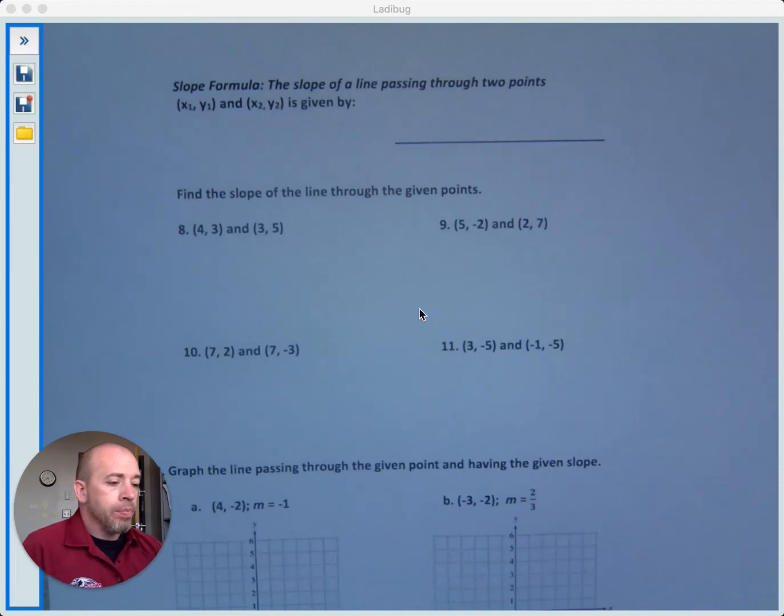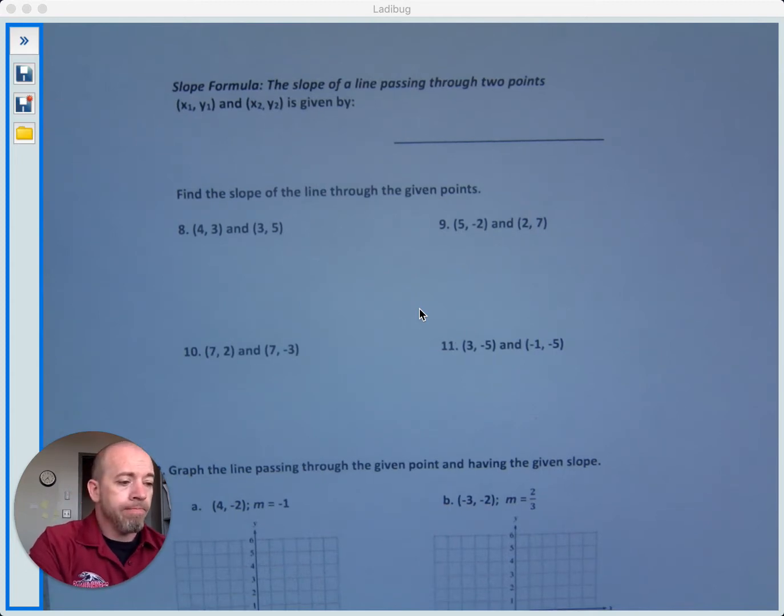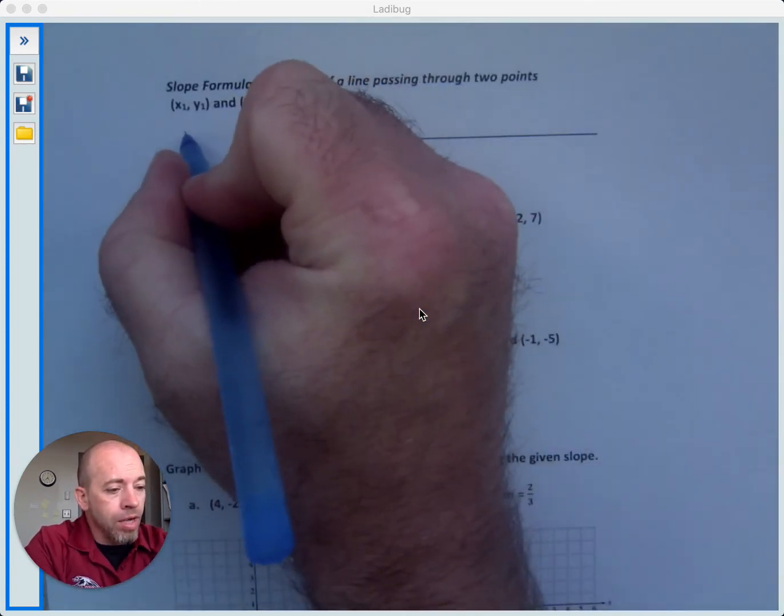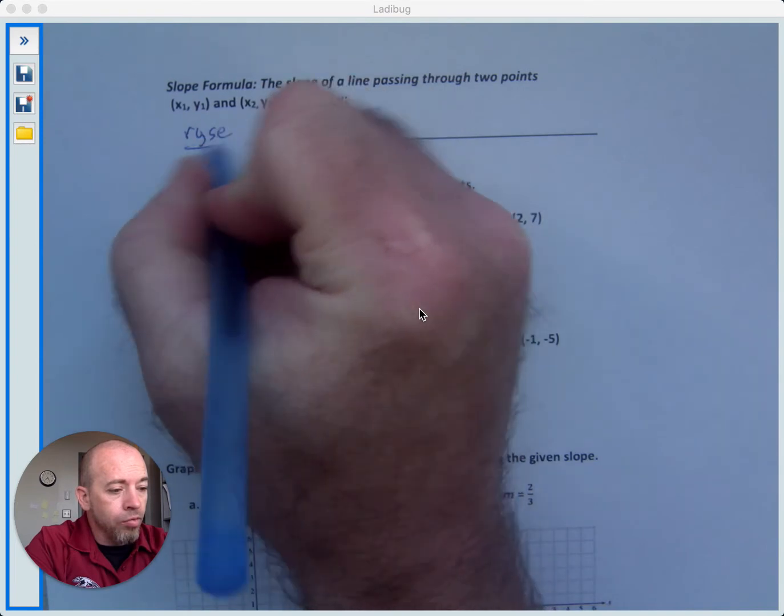All right, we're ready for page 3 of the 7-1 notes, and we're going to start to talk about slope. We're going to define slope in a few different ways. A lot of you may have heard that slope is rise over run, right? So I'm going to write that down. Rise over run.